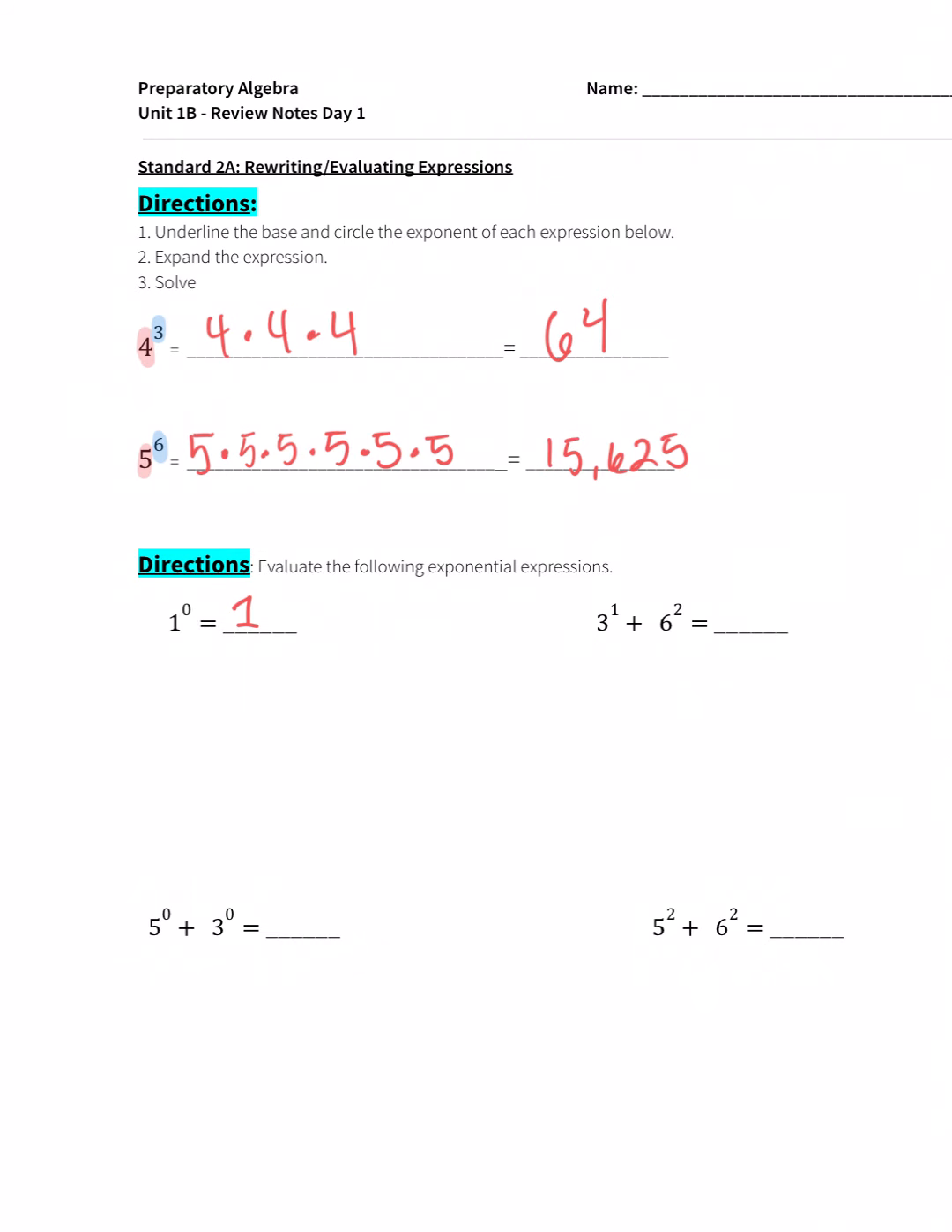Hopefully you tried these on your own and you used your calculator and you had 3 plus 36 equals 39. Next, we had 5 to the power of 0, which we know is automatically 1, and same thing with 3 to the power of 0. 1 plus 1 is equal to 2. And last, we have 5 squared, 25, plus 6 squared, which is 36. So your answer is 61. All right, if you did this incorrectly, make sure you figure out your mistake.